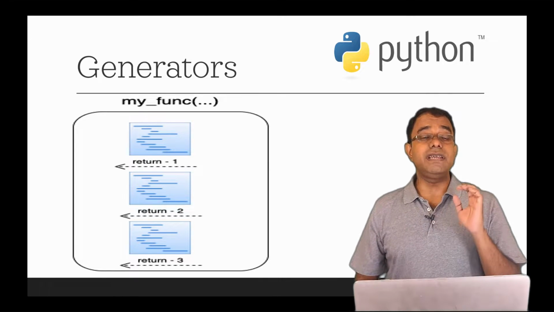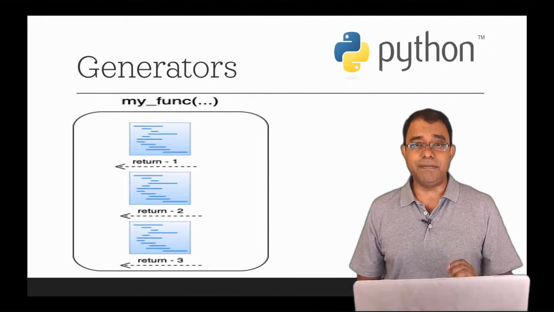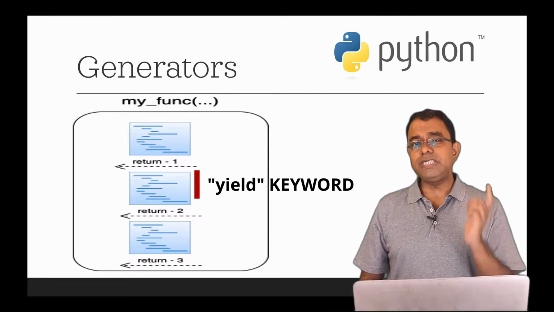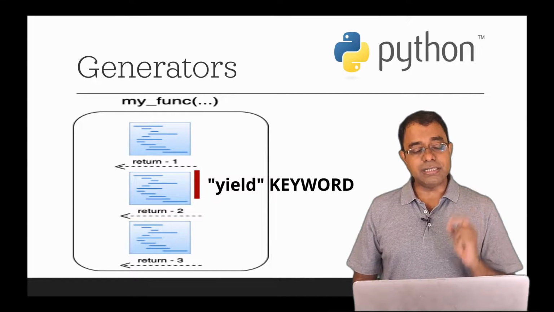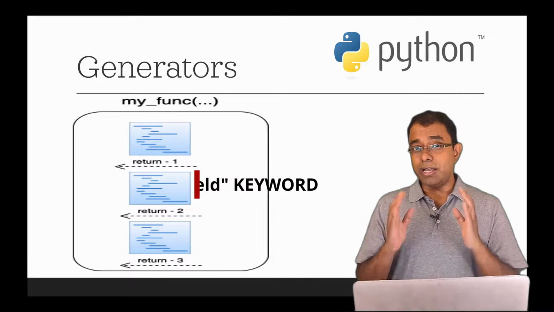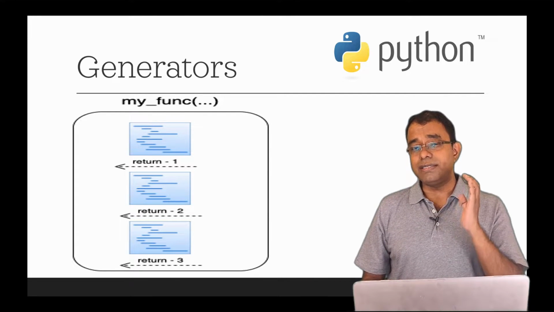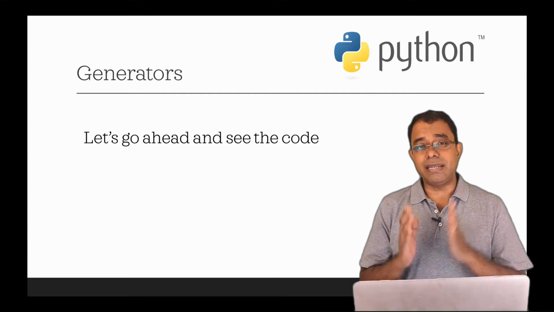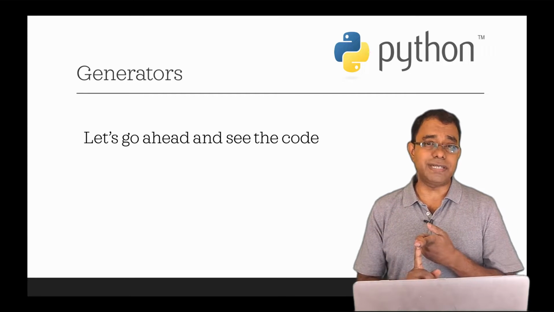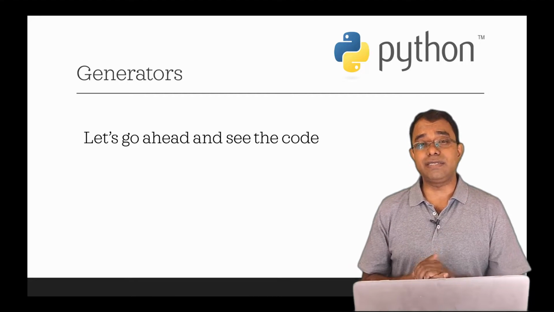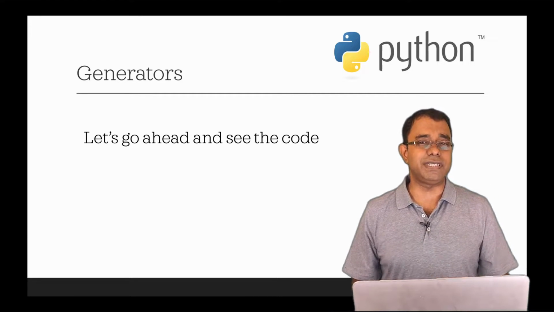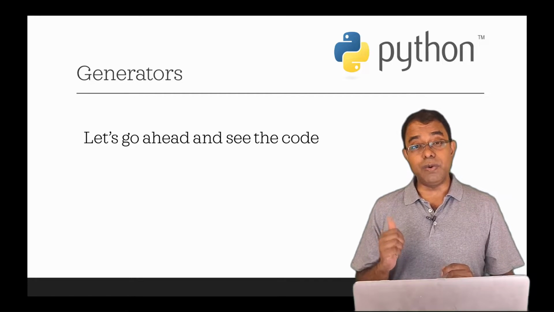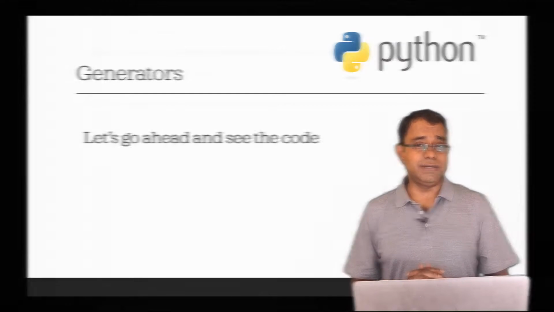Now this behavior is called generators in Python, and we use the yield keyword to achieve this behavior. Now I hope you understood what generators in Python are. Let's go ahead, see the code and understand how we can make use of generators and under what conditions we should make use of them. So we will go ahead and see the code.